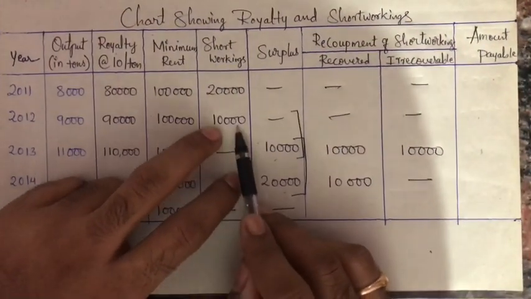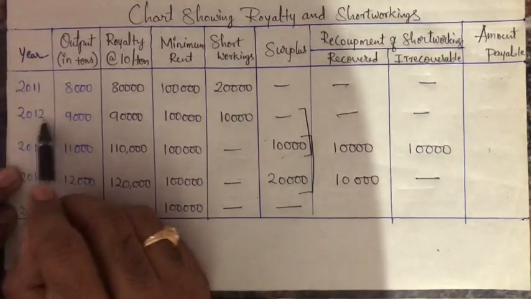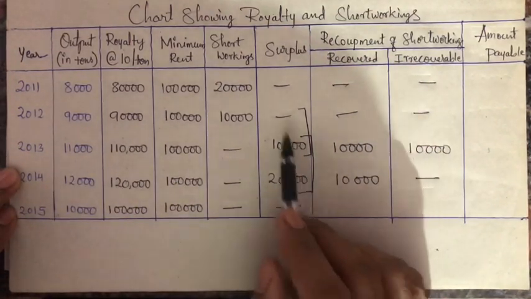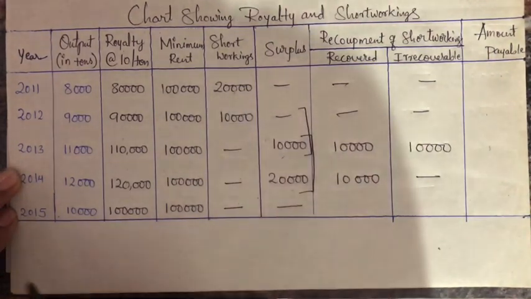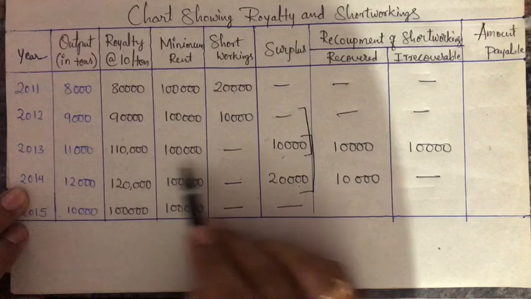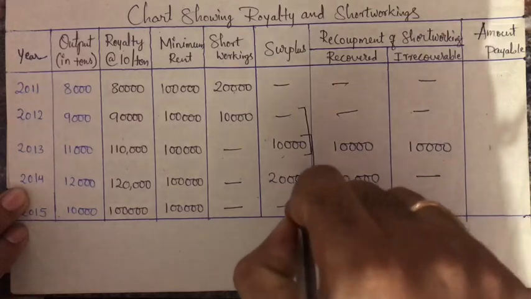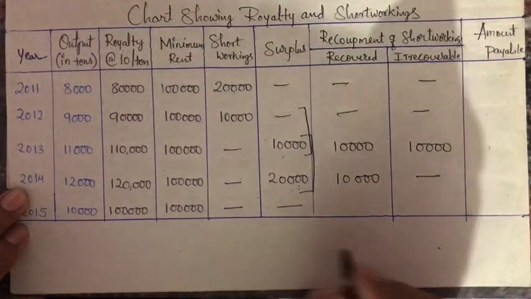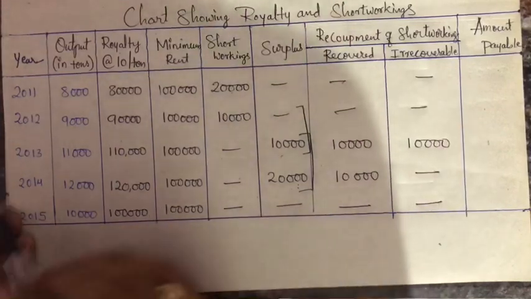And coming to this 10,000, the short workings of 2012, the next 2 years are 2013 and 2014. In 2013 we had a surplus, but we utilized this surplus to recover the short workings of 2011. So we have another year, that is 2014, so we can recover from the surplus of 2014. This 10,000 has been recovered from the 2014 surplus. Rupees 10,000 has been recovered, and nothing is left irrecoverable. And in the year 2015 we don't have any short workings and we need not recover anything.